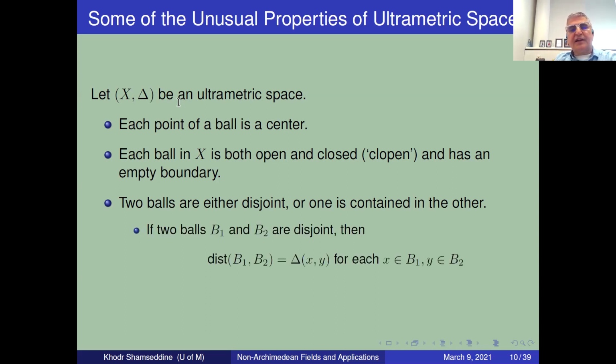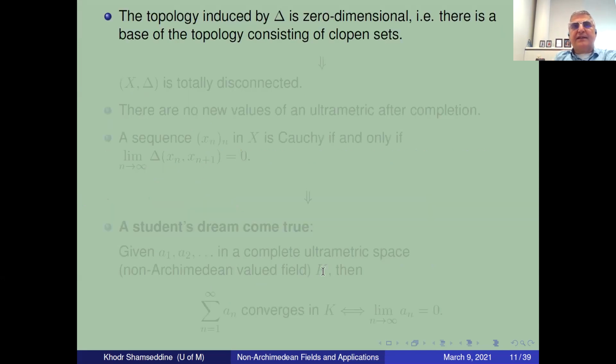Moreover, if the two balls are disjoint, then the distance between them can be obtained as the distance between an arbitrary point x in B1 and an arbitrary point y in B2, which is to say that this distance here is independent of the choice of x in B1 and y in B2. The topology induced by the metric is zero-dimensional, which means that we can find a base of the topology consisting of clopen sets, and that entails that the space is totally disconnected, and that leads to many difficulties when we try to do analysis on the space.